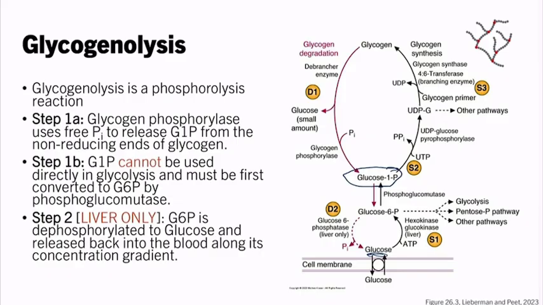Only liver cells express this enzyme, so only liver cells can convert glucose 6-phosphate back to glucose, allowing it to now enter into the bloodstream. This makes the liver critical in maintaining blood glucose levels because of this gene expression or this protein expression.